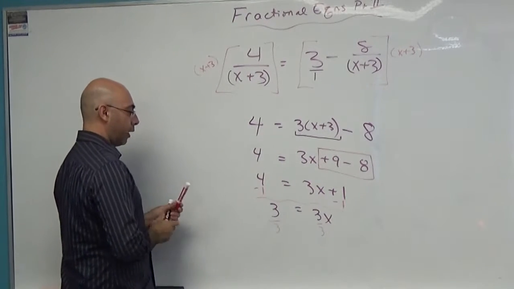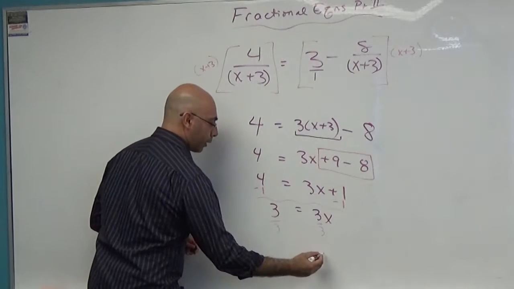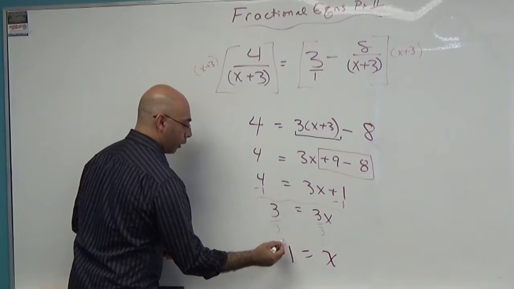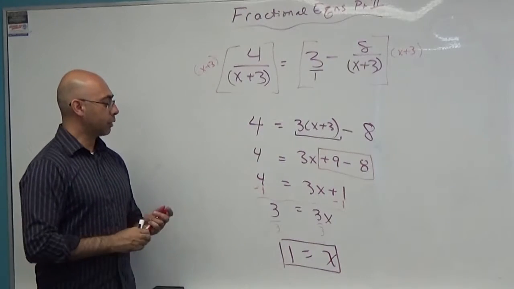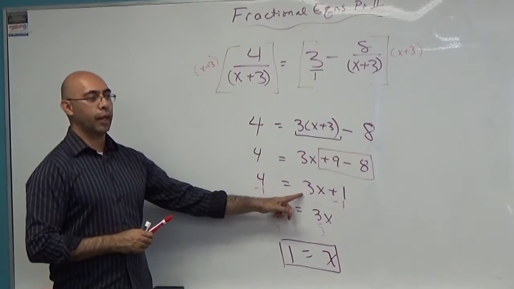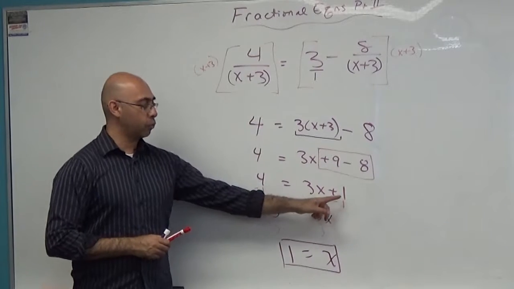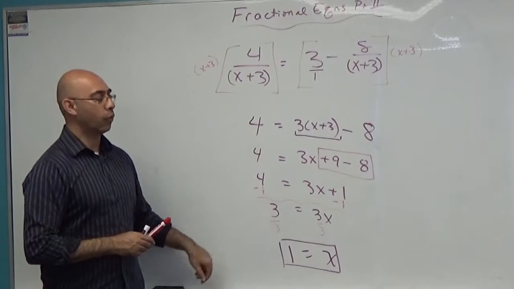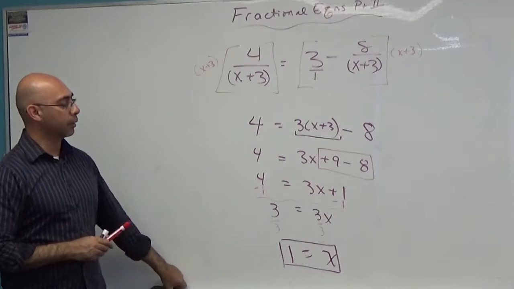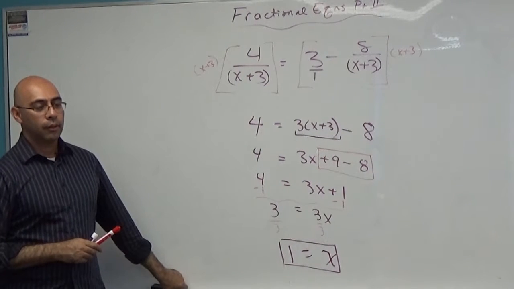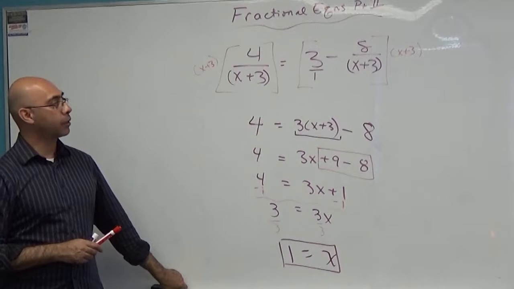And what's 3 divided by 3? 1. So x equals 1. So if you were quick enough to see it right here, you could say, oh, I already know that x is equal to 1 because 3 plus 1 equals 4. But I'm just going through those steps just so that I can get through it completely. So we see how that works out.